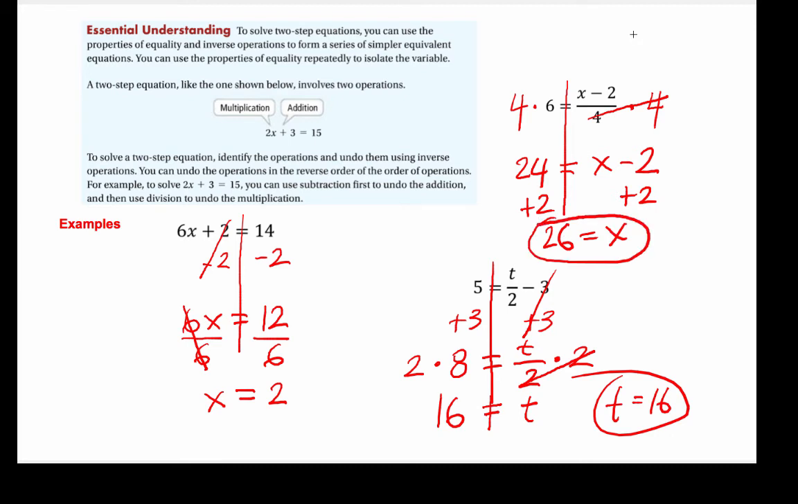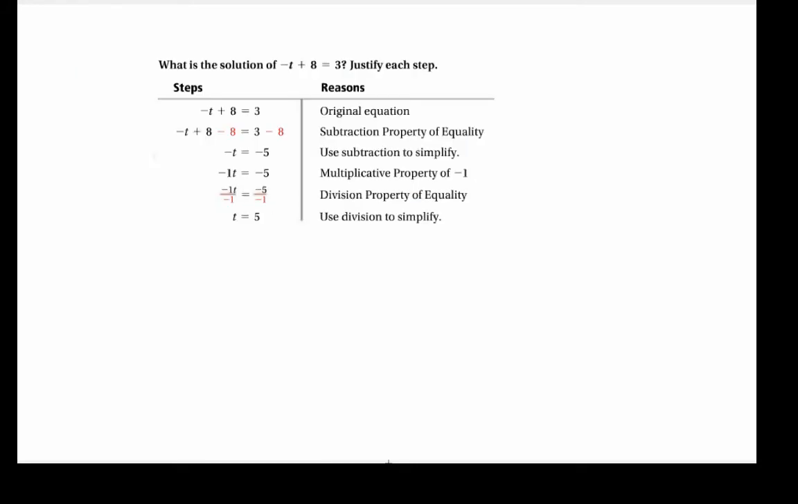That's my solution. And using mental math, I could go back here and check and see if this is in fact correct. 26 minus 2 is 24. 24 divided by 4 is 6. That's the right solution.